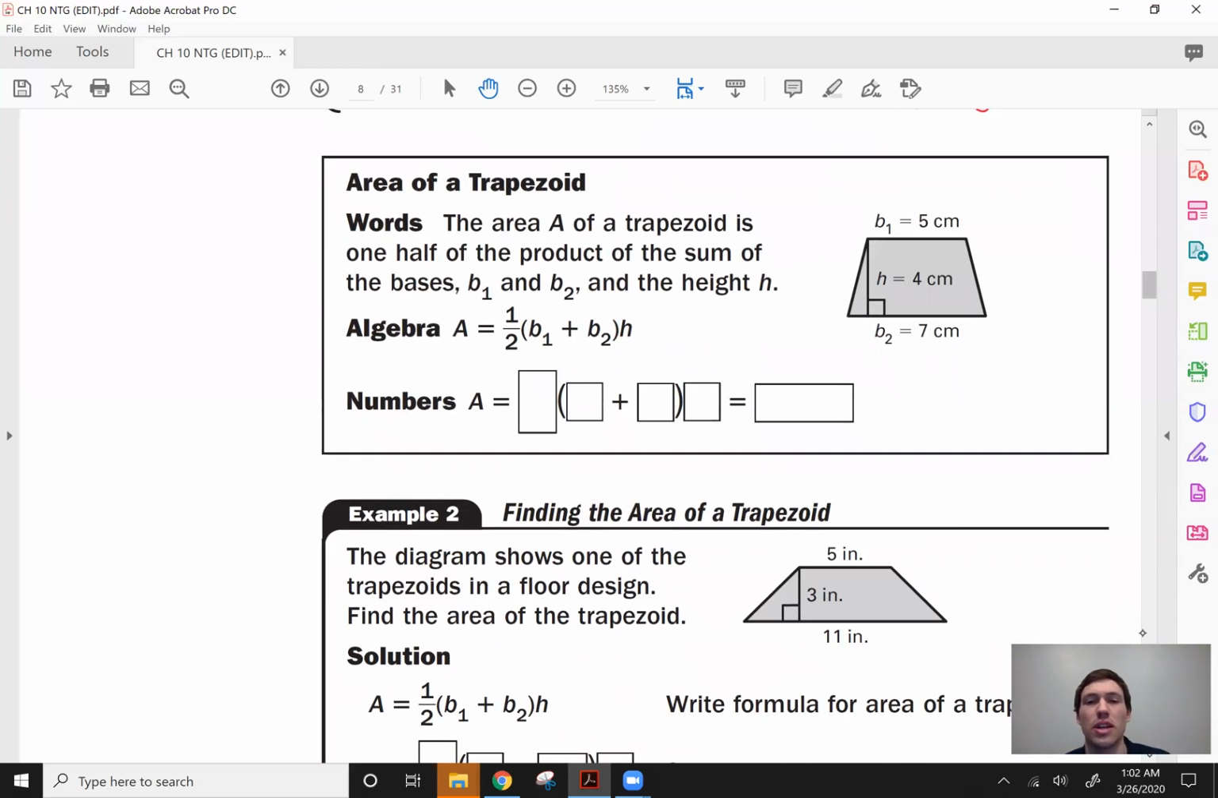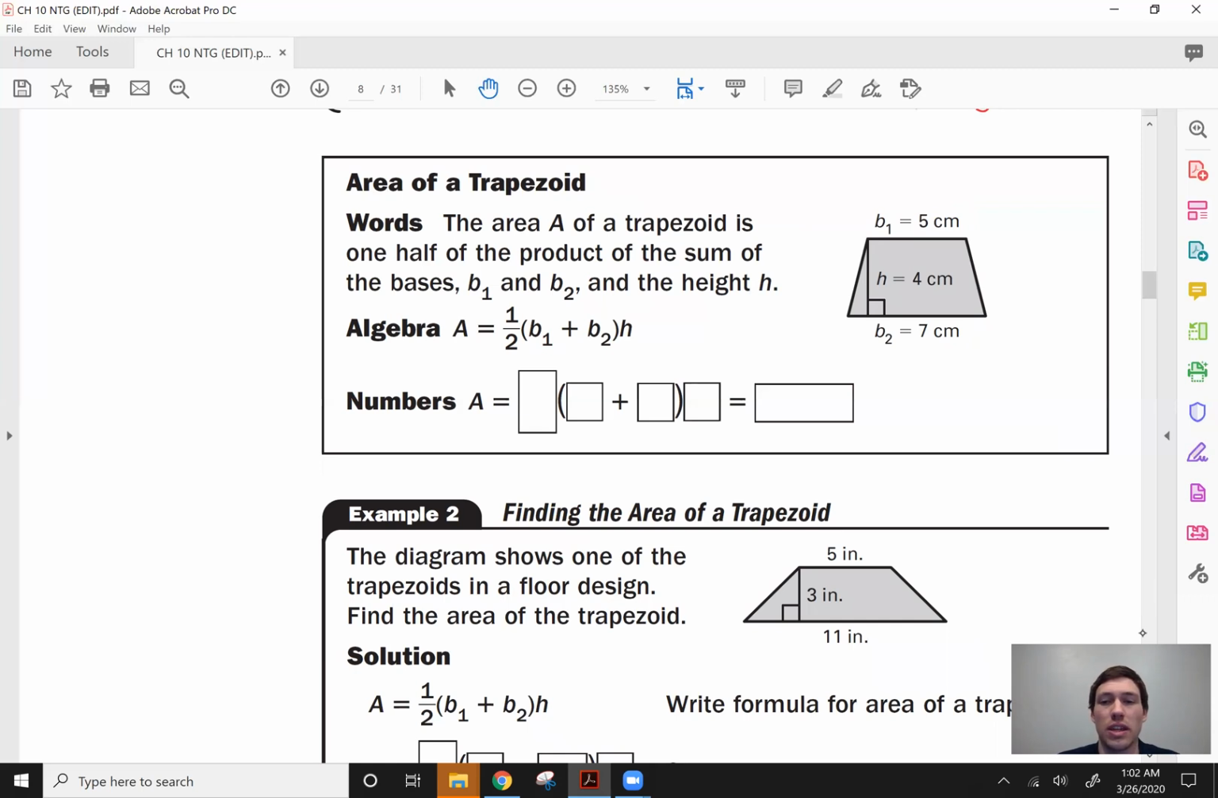Area of a trapezoid is a slightly trickier formula. It's not just base times height, because remember, those bases aren't the same. So we have to take that into account. So it's one half times base 1 plus base 2, times height.